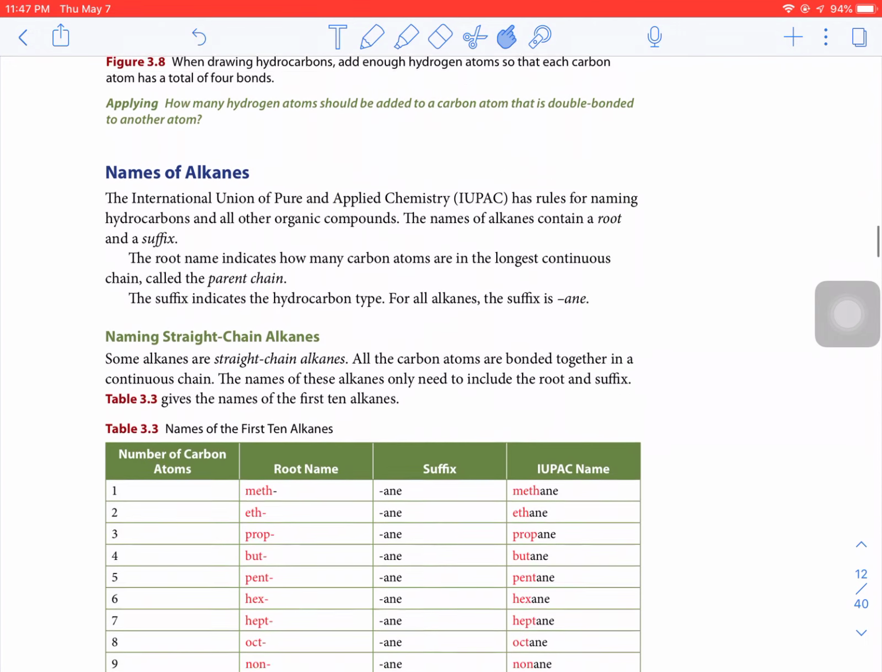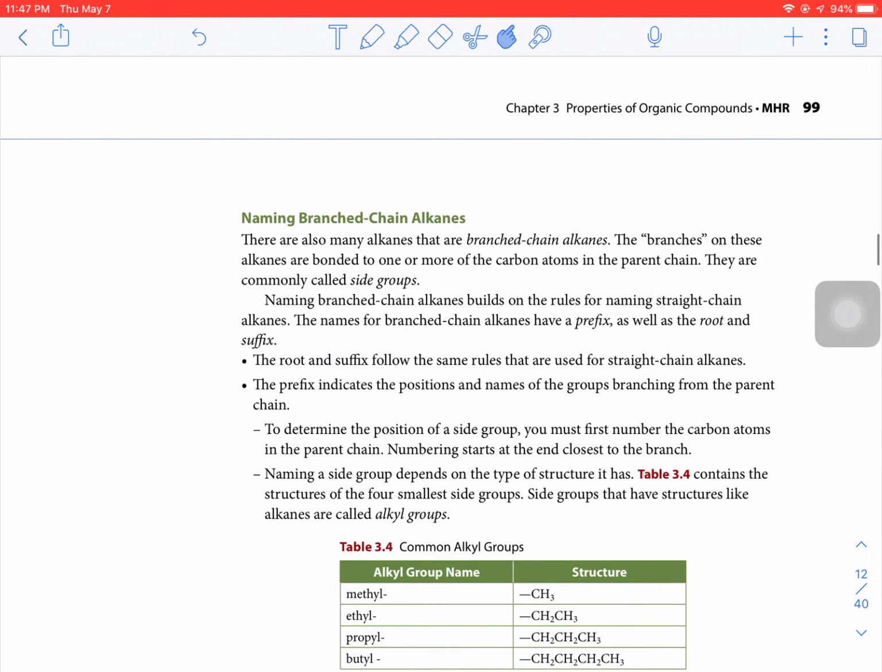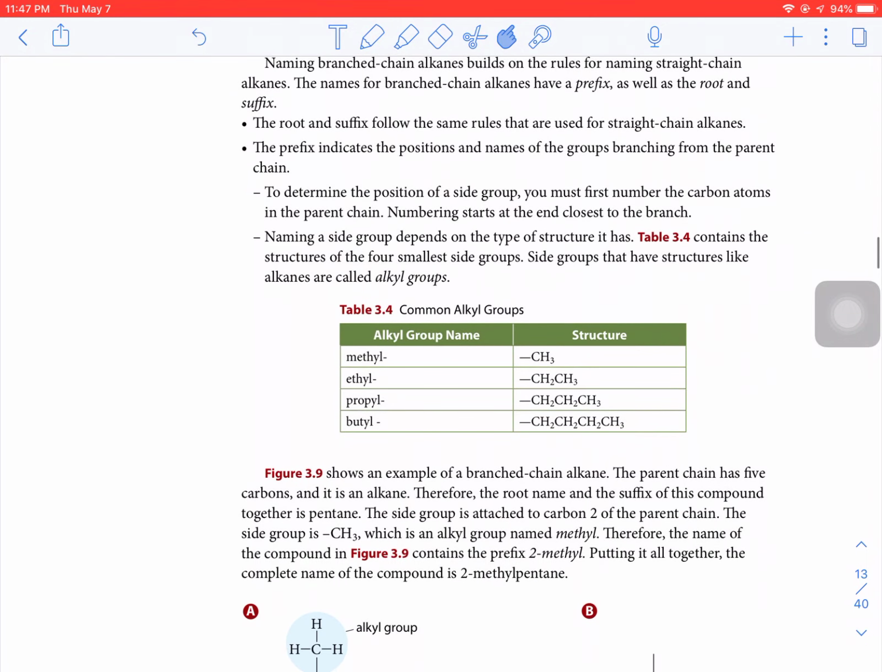Names of alkanes, so there's methane to decane. There's the branches. So again, 1 carbon is meth, 2 carbons is eth, 3 carbons is prop, 4 carbons is but, and then they end with yl: methyl, ethyl, propyl, butyl.